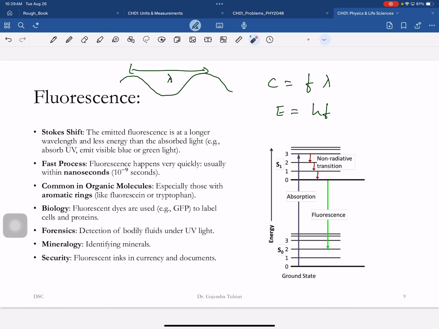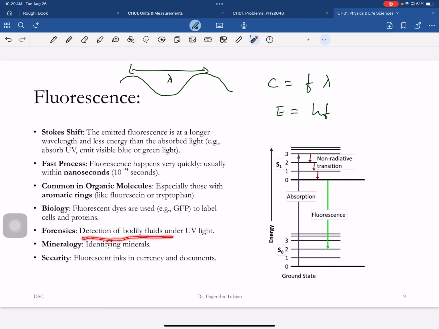Fluorescence happens very quickly, usually in a nanosecond, and this is the bottleneck, happening within a billionth of a second. Fluorescence is common in biology, in organic molecules, especially molecules that have rings. Fluorescent dyes, green fluorescent proteins, and other kinds of stuff. This technique won a Nobel Prize when it was invented.